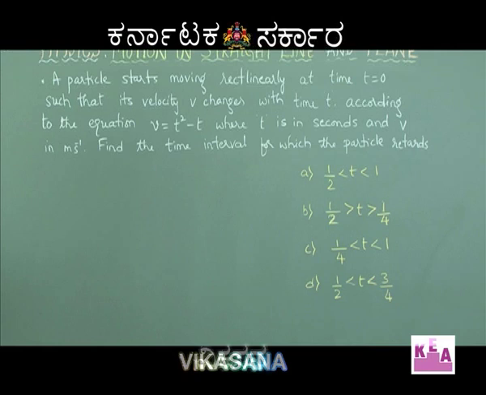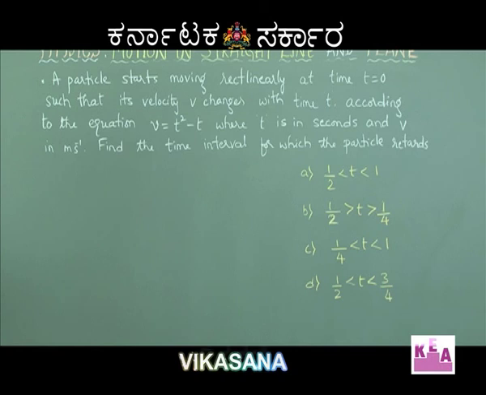Have a look at the next question, dear students. A particle starts moving rectilinearly at time t = 0 such that its velocity v changes with time according to the equation v = t² − t, where t is in seconds and v in meter per second. Find the time interval for which the particle retards.